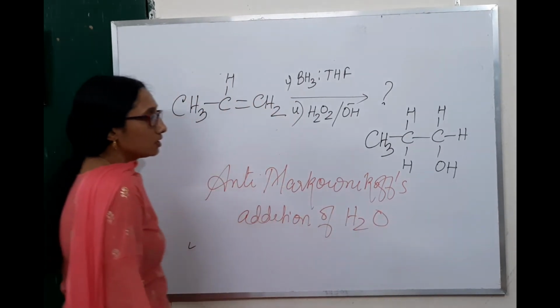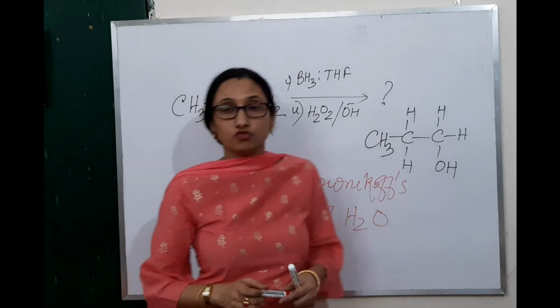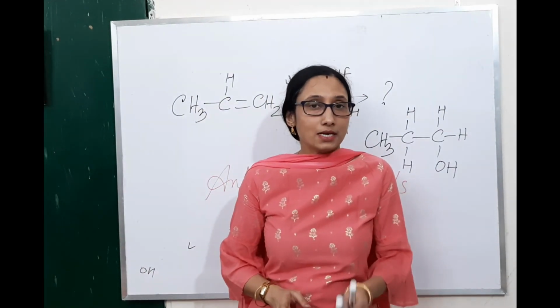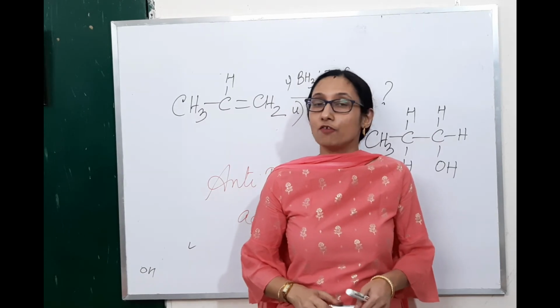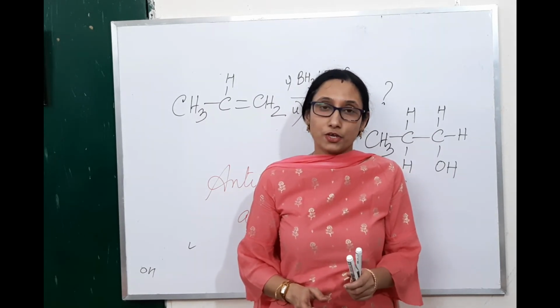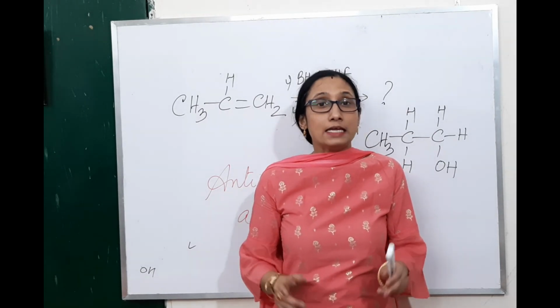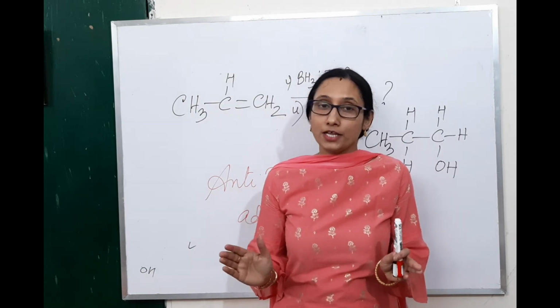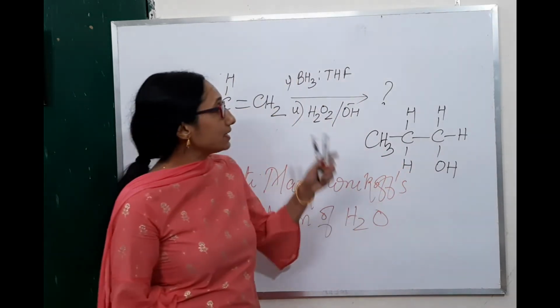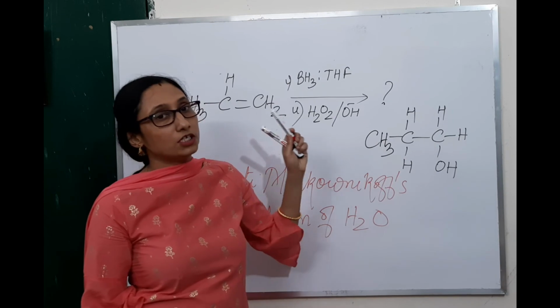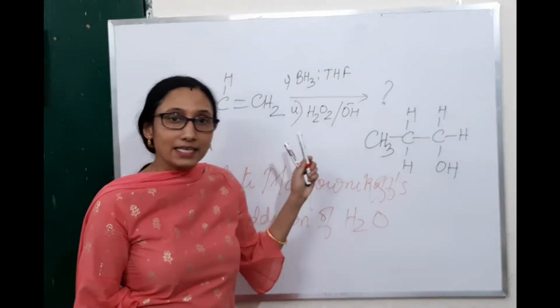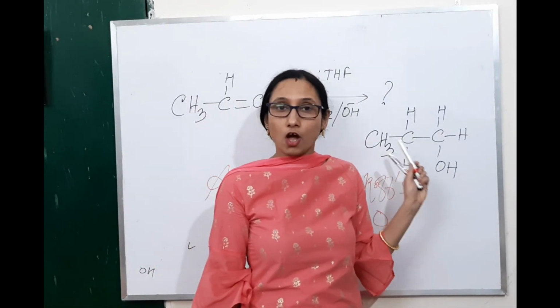So in hydration, we have learned three methods. The first method, acid catalyzed hydration of alkene, and the second, oxymercuration-demercuration. They added water according to Markovnikov's rule. And the third process, that is hydroboration-oxidation, is anti-Markovnikov's addition of water.